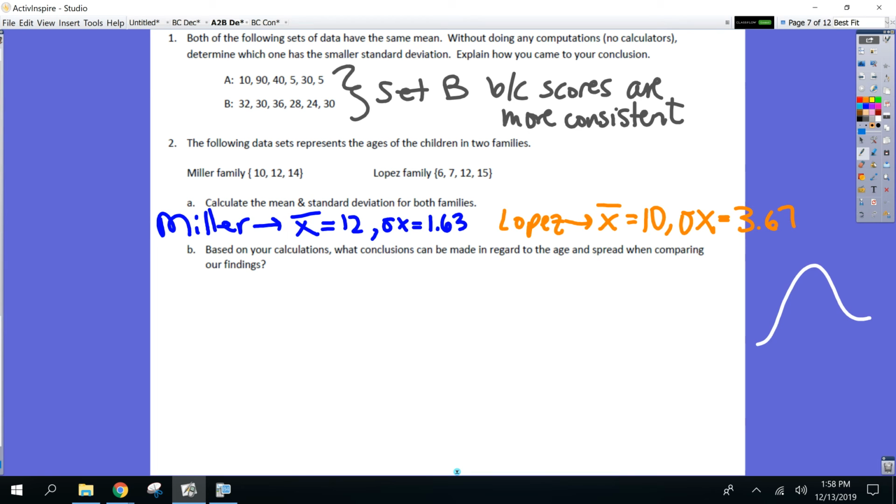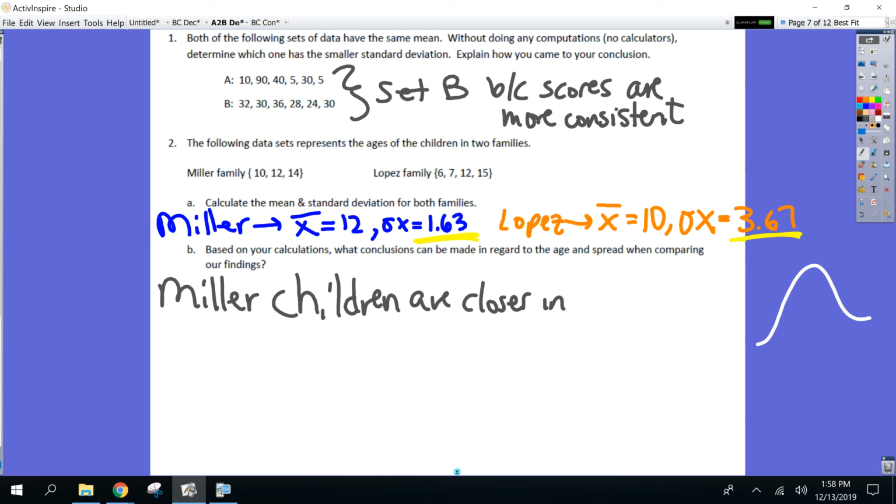Okay. Give me a conclusion about their ages based on those two numbers. Give me a conclusion about their ages, just by knowing those two numbers, 1.63 and 3.67, their standard deviations. What's that tell me? Ages of the Lopez kids are more spread out, or on the flip side, we could say, what about the Millers? More ages are closer together, yes. So whatever you want to write here. All right, so Miller children are closer in age. Why? Because they had the smaller standard deviation.